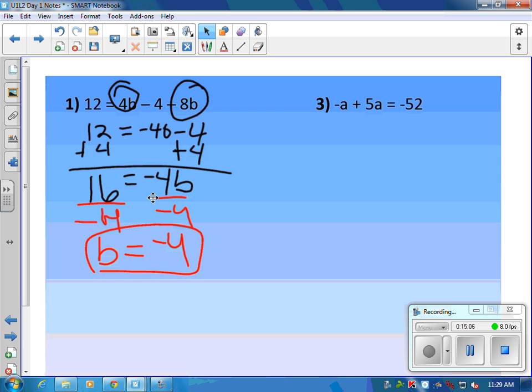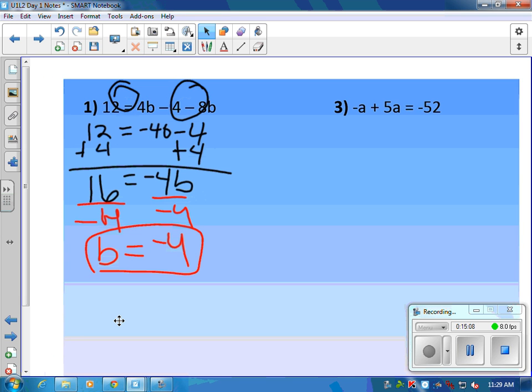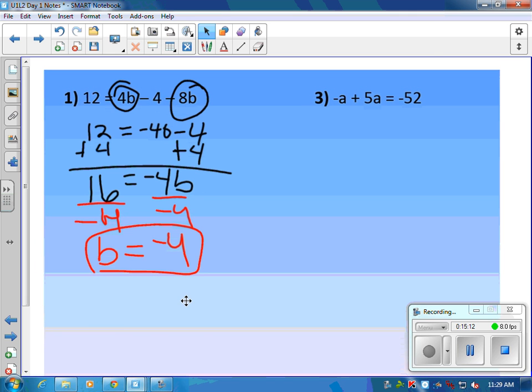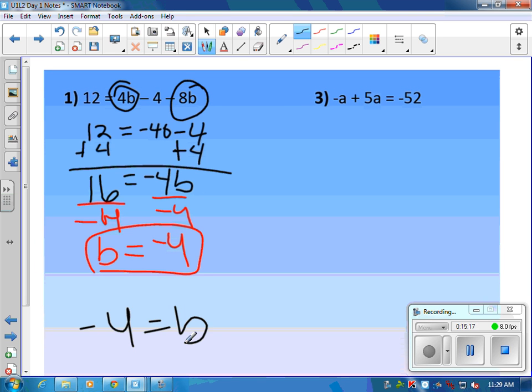And we end up, and because we are talking about an equal sign, we can write our answer either way. Negative 4 equals b is the same as b equals negative 4. When we have inequalities, we really have to think about our order. When we have an equal sign, I can just switch the order. B equals negative 4 is the same as negative 4 equals b. Questions about that one?